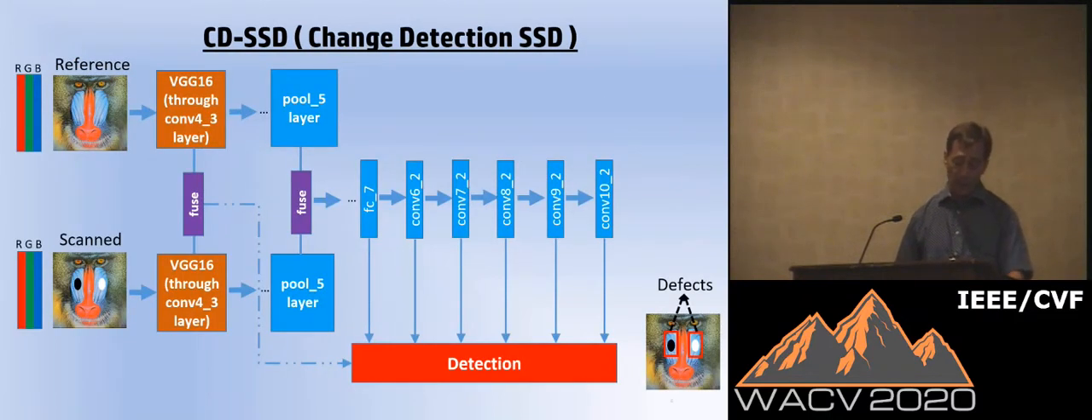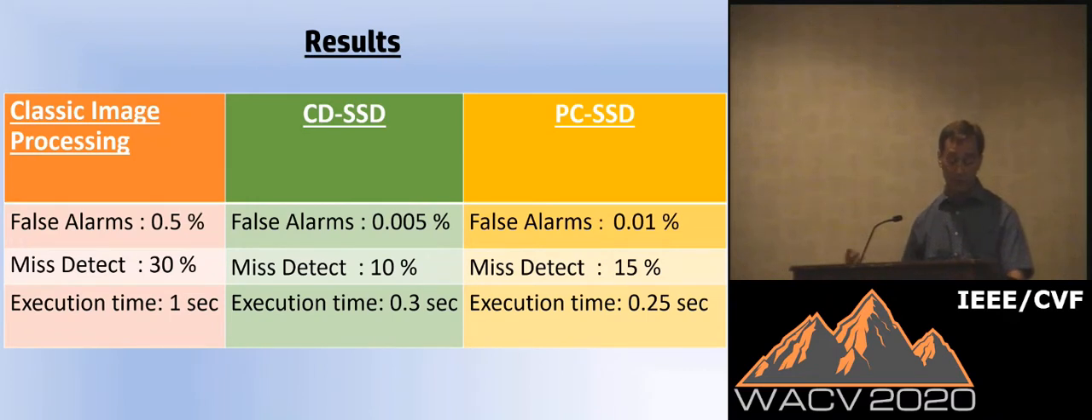The second method, which we call change detection SSD, consists of twin feature extractor networks operating independently on the scanned and reference images, using the VGG16 network up through the pool5 layer to generate features. We then fuse these features twice, once after the conv4_3 layer and once after the pool5 layer. These fused features are then fed into the SSD multi-scale detection network, which detects a full range of defect object sizes. In both methods, the reference and scanned images are first pre-processed to produce aligned and color-corrected images.